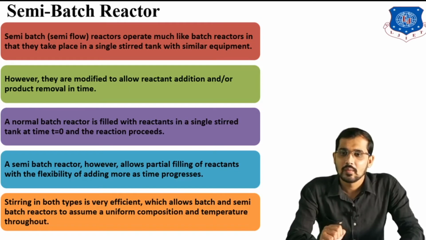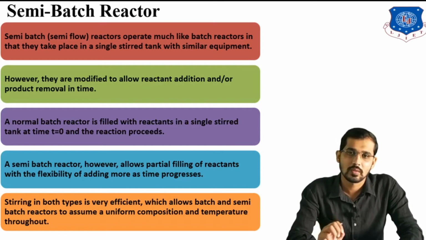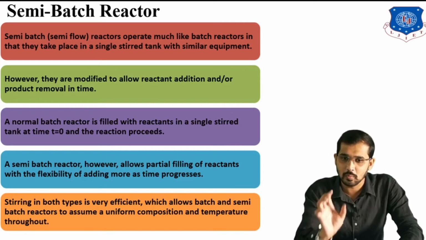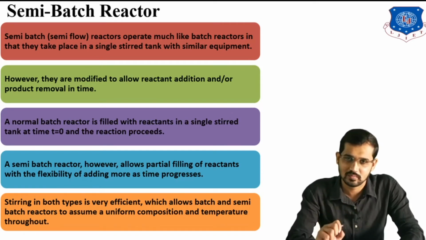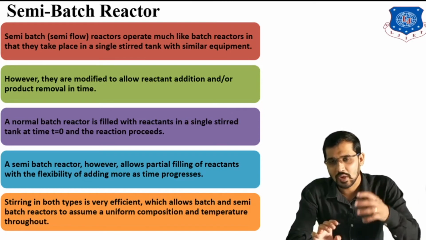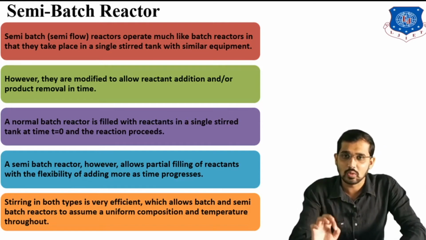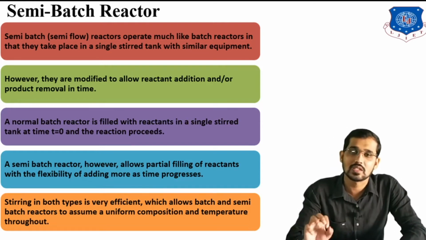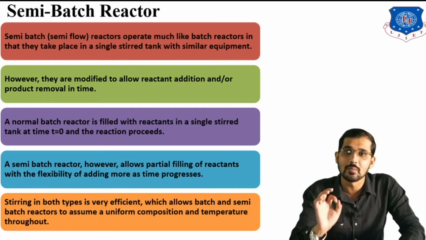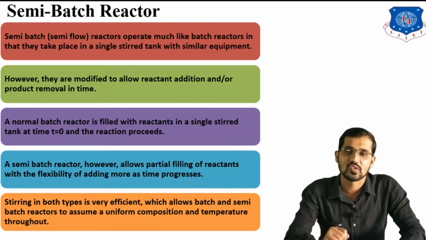Now the last point is, stirring in both types is very efficient, okay, which allows the batch and semi-batch reactor to assume uniform composition and temperature throughout. Means in these reactors, uniform composition and temperature are available throughout the reaction. This is because of the stirrer. I told you the significance of the stirrer. This stirrer is available in MFR as well, and in batch reactor and semi-batch reactor as well. The significance of the stirrer is that it allows uniform temperature throughout the system, throughout the reaction, and it provides good mixing, okay, to get the better product. All these are the important points related to the semi-batch reactor.